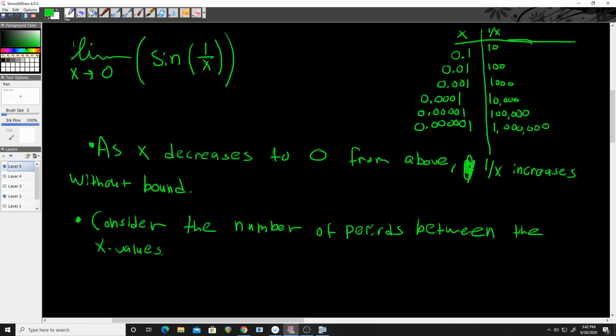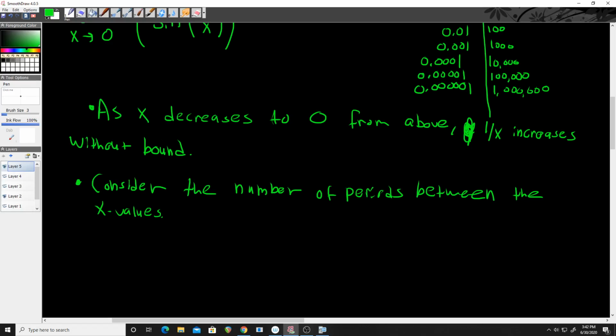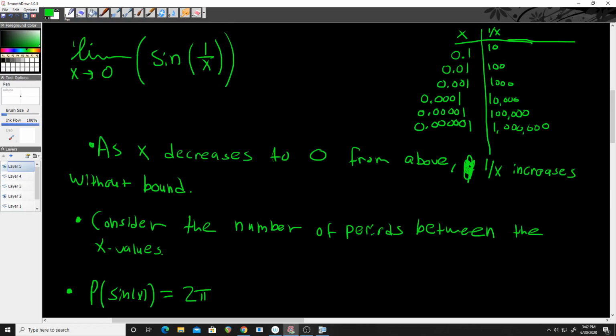So, the regular sine function, the period of sine x is 2 pi. In other words, every time the x value changes by 2 pi, the sine function completes a full cycle. It goes up and then back down, and then it returns to the y value where it started.